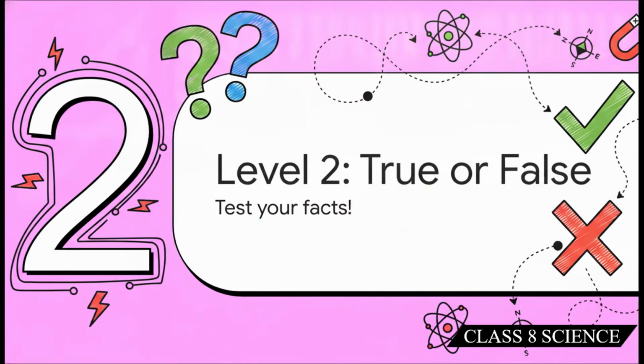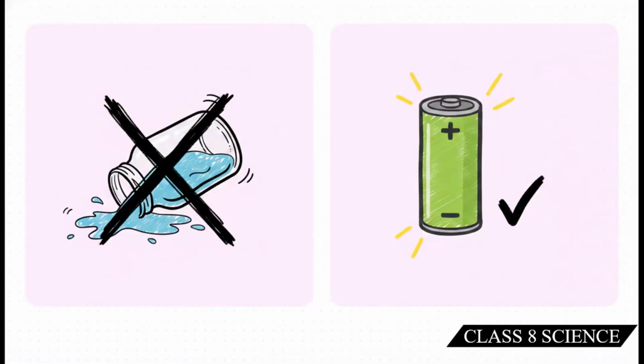Level 2, true or false showdown. Test your facts. Let's see if you can handle these trickier ones. चलो एक truth false test करते हैं. Here is the statement. Dry cells are less portable compared to voltaic cells. True or false? Well, think about it.